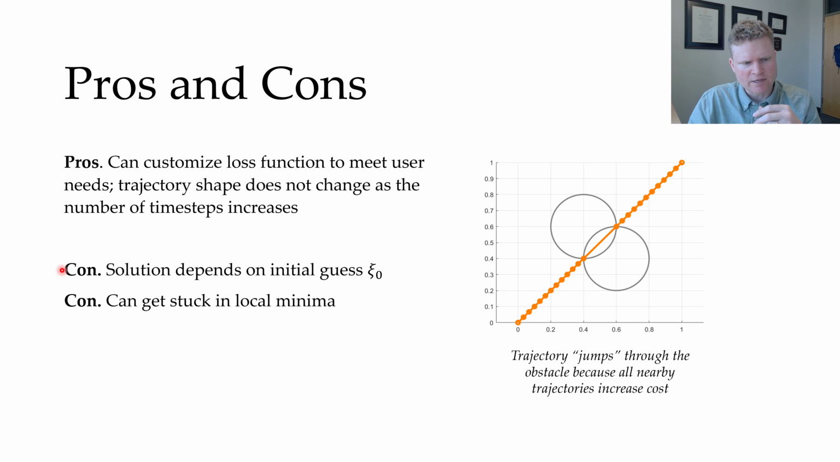And this ties back to the first con because the reason this occurred is my initial guess wasn't great. If I'd had an initial guess that, let's say, moved slightly through one of these obstacles, the trajectory optimization could refine that. So your choice of your initial trajectory will have a big impact on whether you find a valid solution and maybe even the solution that you get overall.